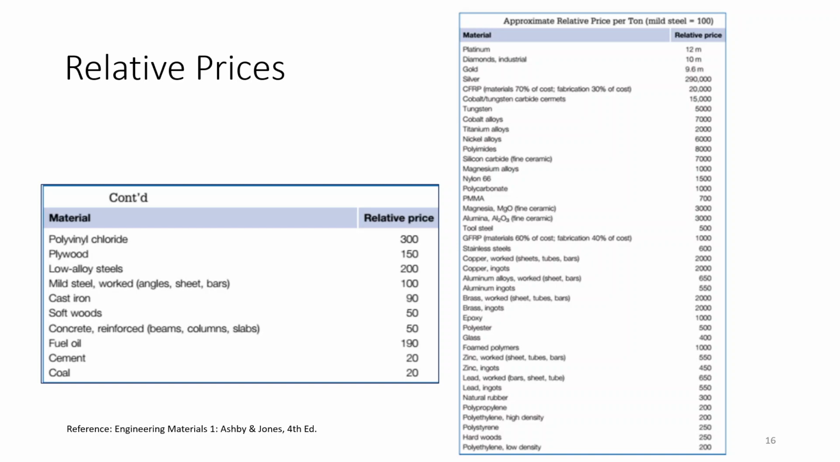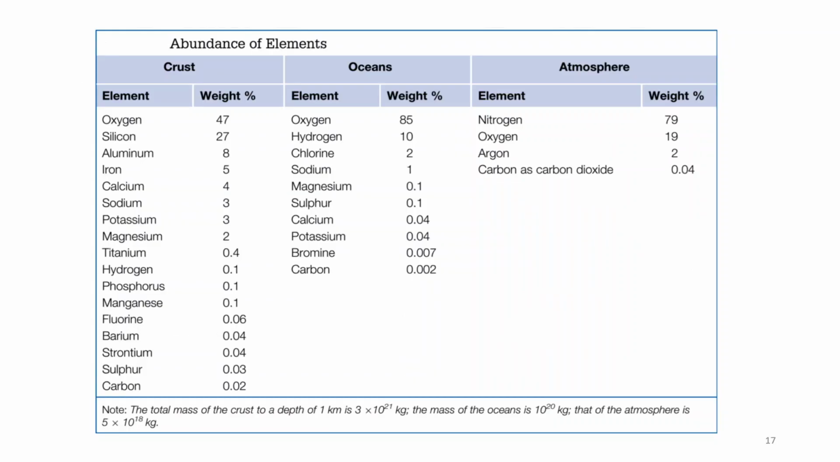If you are keeping the cost per ton, it is relative cost. So copper, these all will also be very expensive compared to mild steel. Next up, you have abundance of elements.